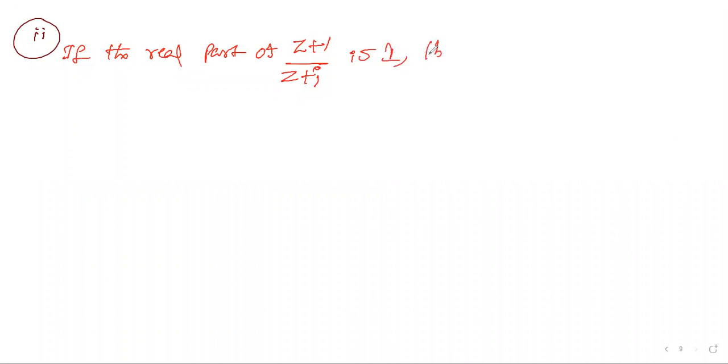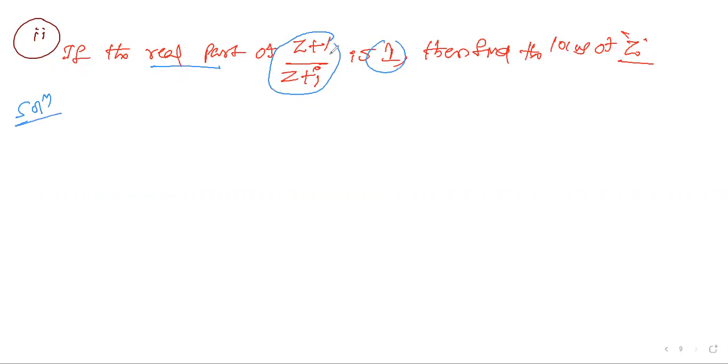So what they mention, I'll take the condition: if the real part of (z plus 1) by (z plus i) is 1, then find the locus of z. Then find the locus of z. Am I clear? So the condition they mention is that the real part of this is 1. So what you have to do? First of all, you should take this question.